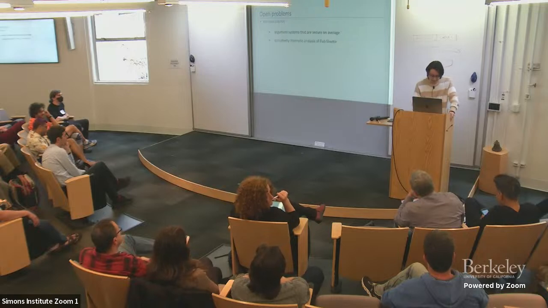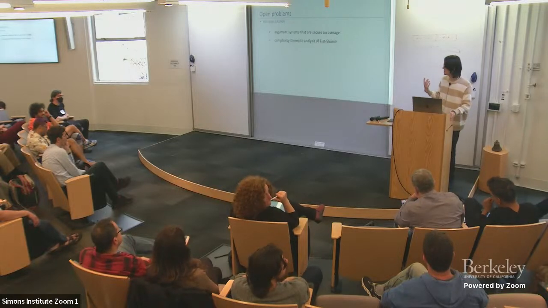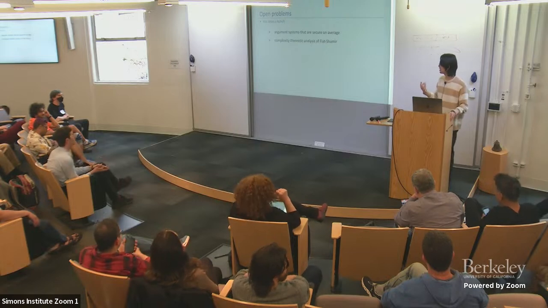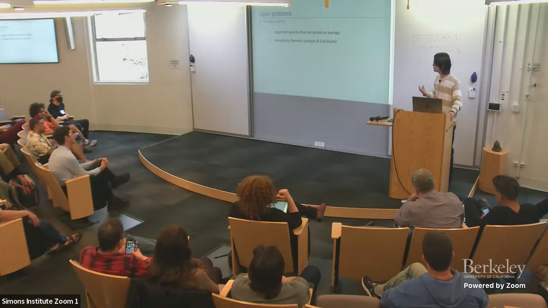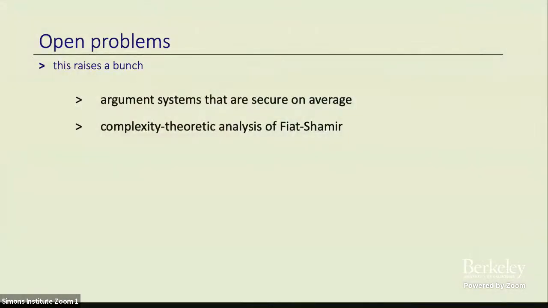And I have this first paper, where we give a complexity theoretic analysis of Fiat-Shamir, and this might be interesting as well. Also, a very interesting open question is that we can get soundness in this deterministic argument with exponential running time, but can you get it with polynomial running time? That would be very interesting. That seems pretty hard.